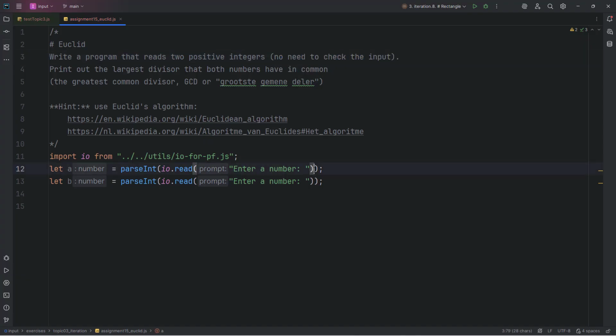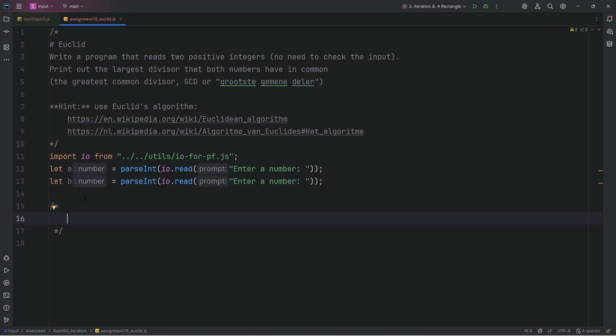I have set up already the input again, so we read two lines of input, parse both to an int and store them in two number variables a and b. So what about the algorithm? I'm going to show you an example of how the algorithm works, and then from that we're going to try to implement it. I'm going to use comments to do a little writing.